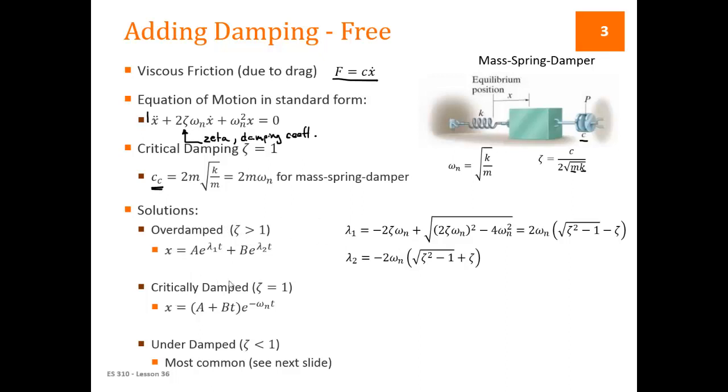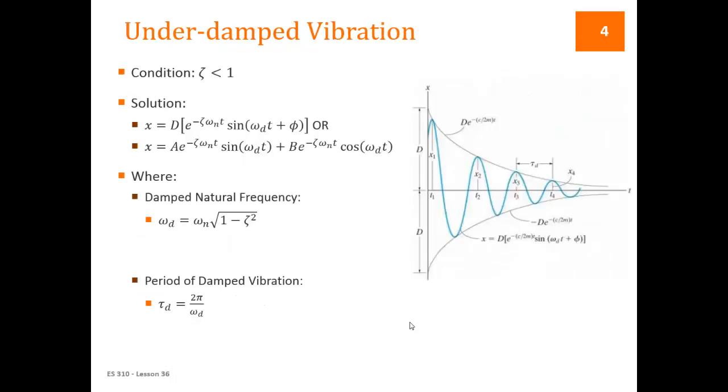Critically damped is where zeta is equal to 1. In that case, our solution is x equals a plus bt, times e to the negative omega n t. The third possibility, which is the most common, is where it is underdamped. In this case, it's going to vibrate, but those vibrations are eventually going to die out. So let's look at the underdamped case in more detail.